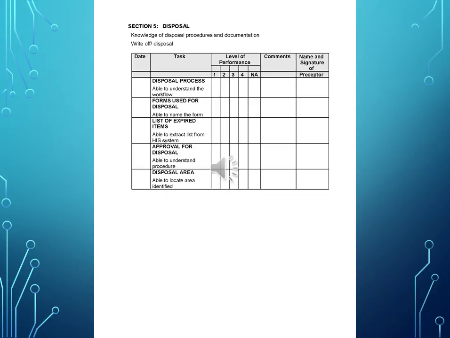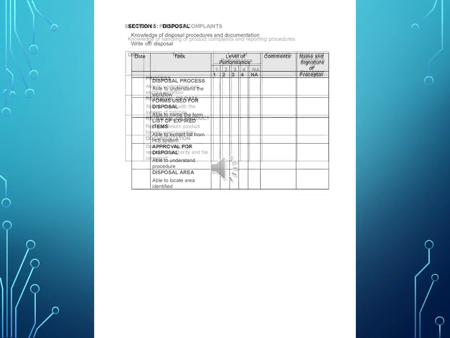Forms used for disposal: able to name the form. List of expired items: able to extract list from HIS. Approval for disposal: able to understand procedure. Disposal area: able to locate area identified.